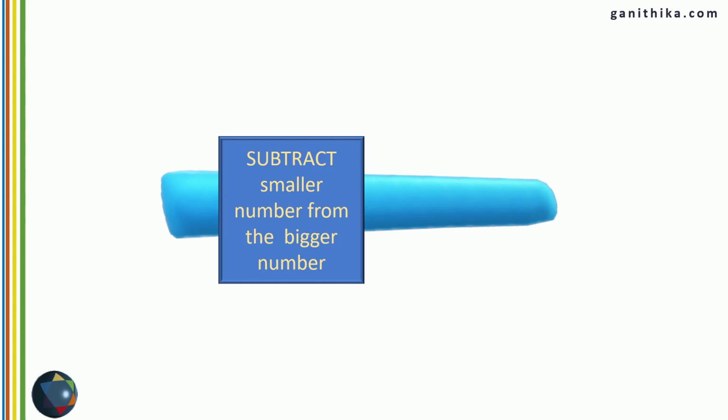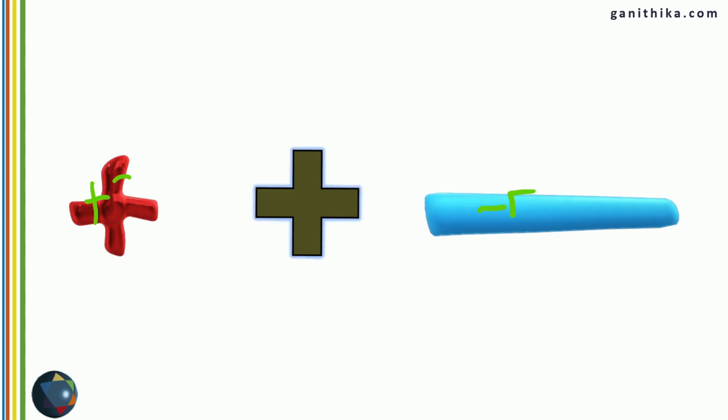Subtract the smaller number from the bigger number. The smaller number will be subtracted from the bigger number irrespective of the signs. So let's see an example. The positive number is smaller, which is positive 3. The negative number is bigger, negative 5.